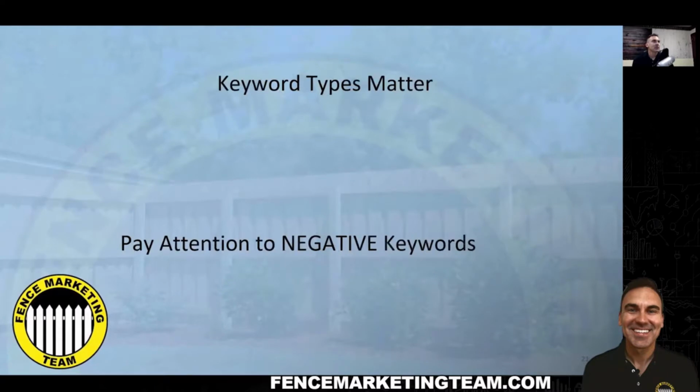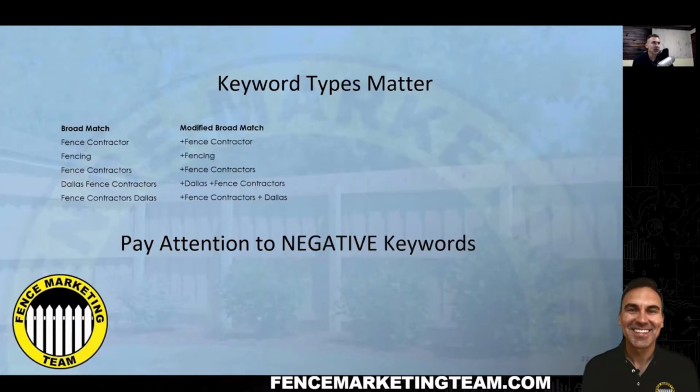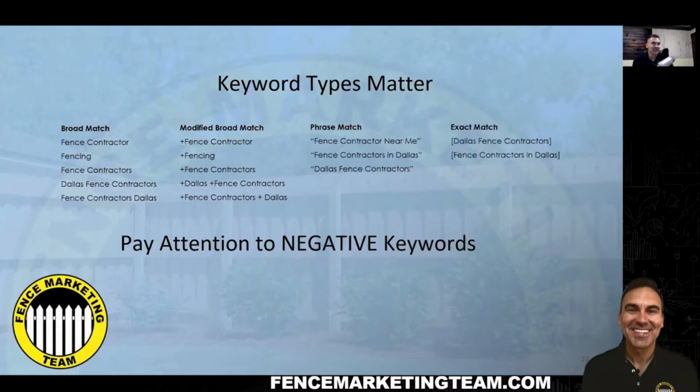All right. So keyword types matter, and we have 4 different types. We have broad match, modified broad match, phrase match, and exact match. Okay, now this is where some of you are going to get droopy eyes. But hang with me here because this part matters. So broad match. We have fence contractor, fencing, fence contractors, Dallas fence contractors, and so on. A broad match is pretty risky because anything related to fence or fencing could get triggered.